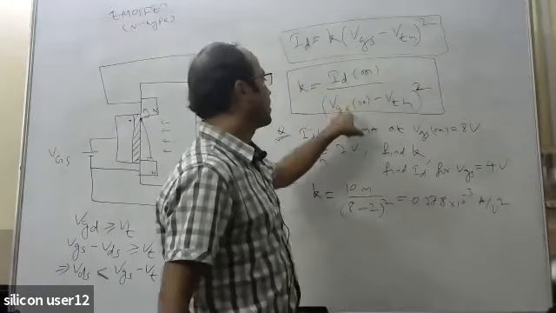Okay. So your second bit: ID equal to 0.278 into 10 to the power minus 3 into VGS minus VTH whole square, that is 4 volt minus 2 whole square. So calculate it. It will be equal to 1.11 milliampere, right? So this is the result which we got.